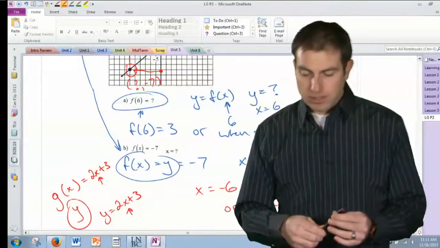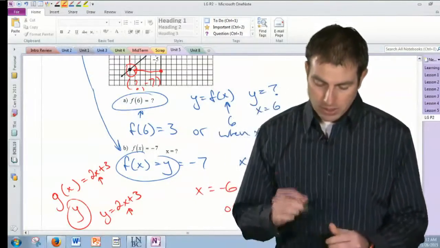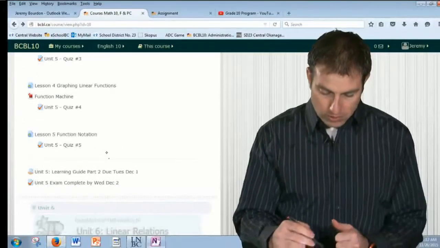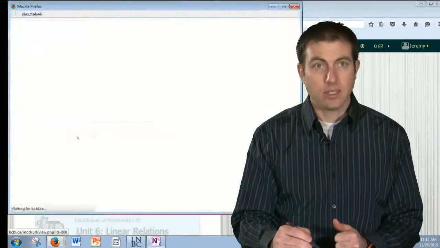It's going to take some practice, and unfortunately the learning guide only has this one question involving graphs. But in the course, you can always go into the function notation lesson.